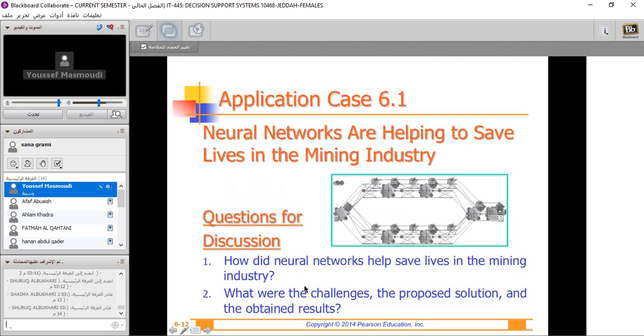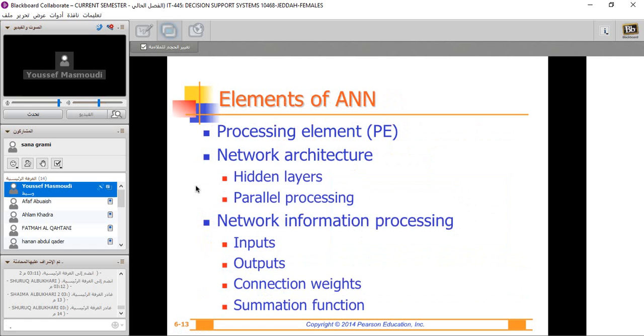Here in the book you have a case study. You may read the case studies to understand better this methodology. The elements of artificial neural network. You have the processing element, the network architecture, the network information processing. So these are the elements of artificial neural network. For the network architecture, you have some hidden layers, and you have the parallel processing. For the network information processing, you have inputs, outputs, connection weights, and summation functions.